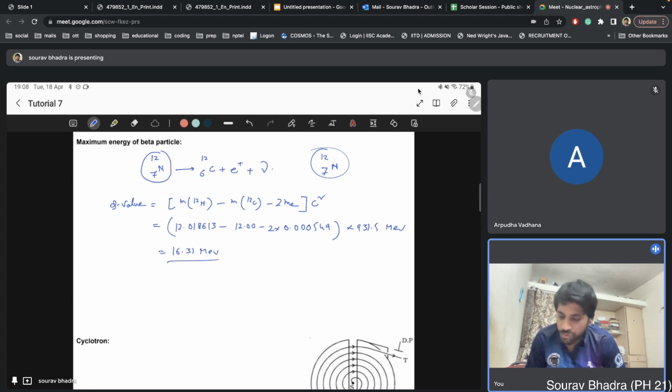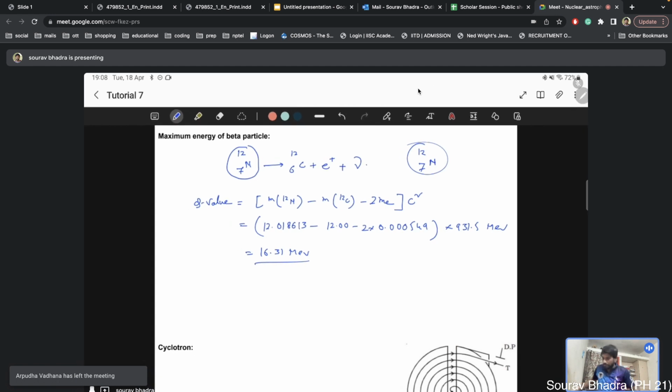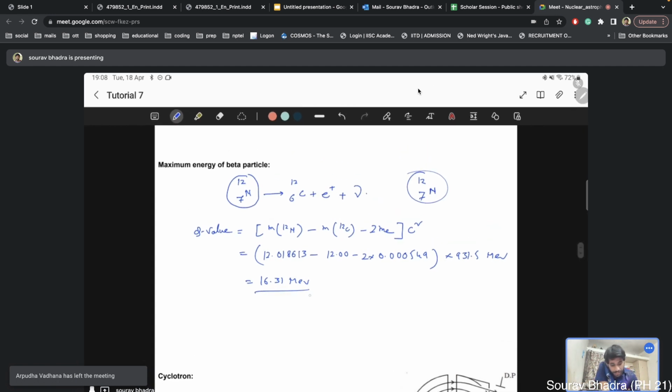So actually most of the energy will be taken by this beta particle. No, not only the beta particle, it will be divided between the beta and the neutrino. Now look at the question. I have said maximum energy, not the typical energy. So the maximum energy can be 16.31 MeV itself.